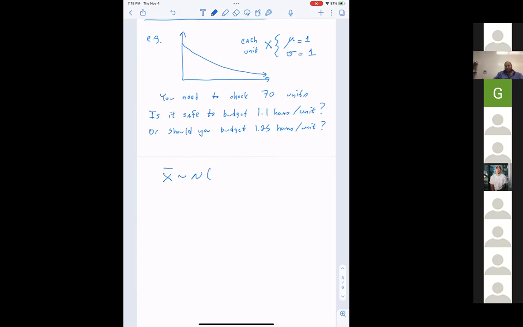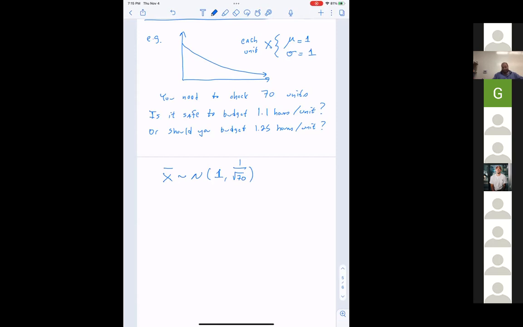What would the mean be for the average of 70 units? If each unit takes 1 hour on average, then on average for 70 units, how long should it take? 1 hour, right? The mean is going to be 1 hour. Now, if the standard deviation for 1 unit is 1 hour, then what is the standard deviation for the average of 70 units? It'd be 1 divided by the square root of 70. Excellent. So X bar is normal with a mean of 1 and a deviation of 1 over the square root of 70.